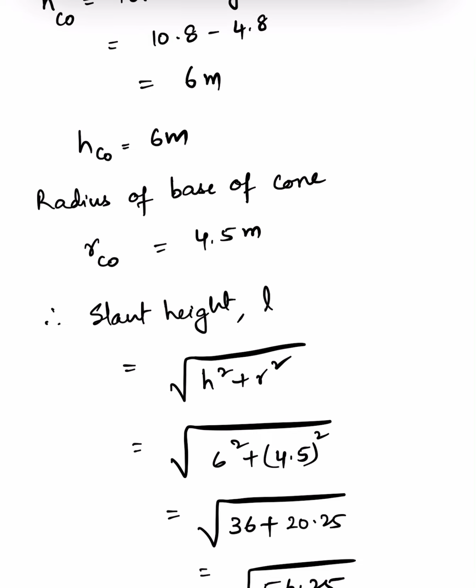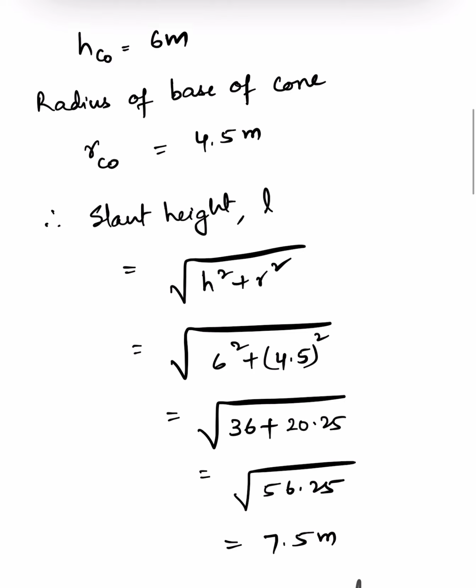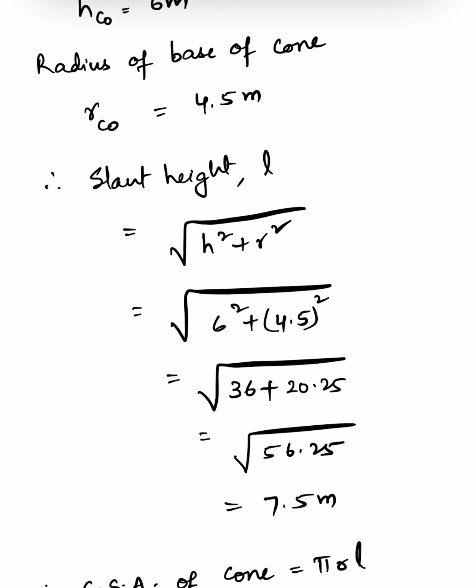So in order to find the CSA of the cone, we have to find the slant height L. Slant height L formula is square root of h square plus r square. So let us substitute the values of h and r here. Square root of 6 square plus 4.5 square. Square root of 36 plus 20.25, which is square root of 56.25, which is 7.5 meters. This is slant height.